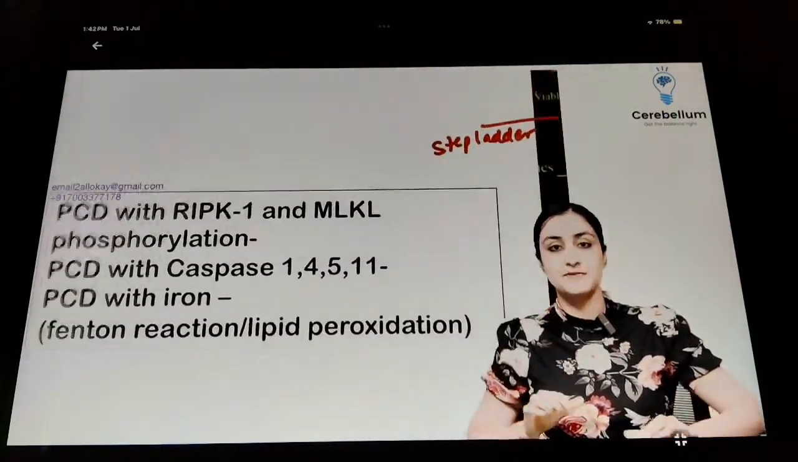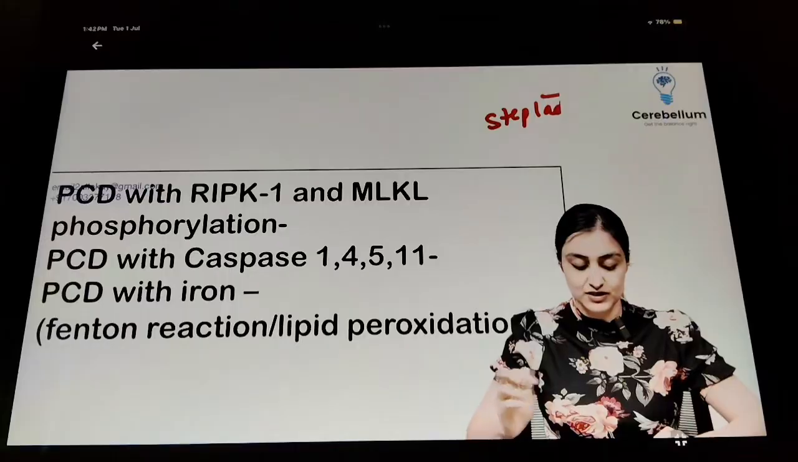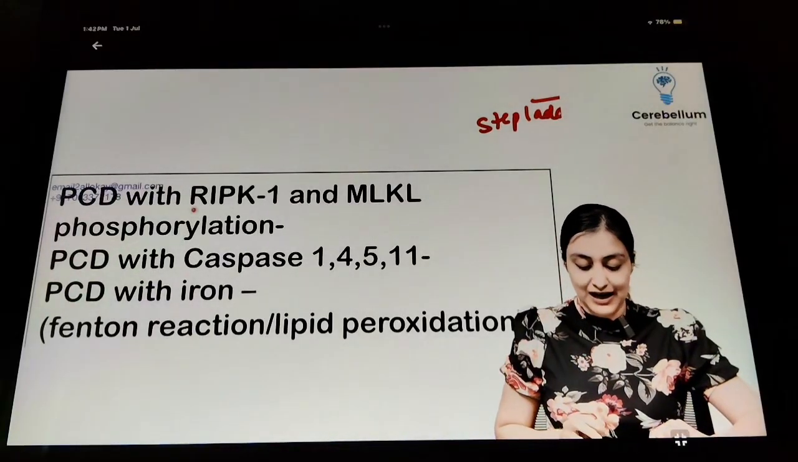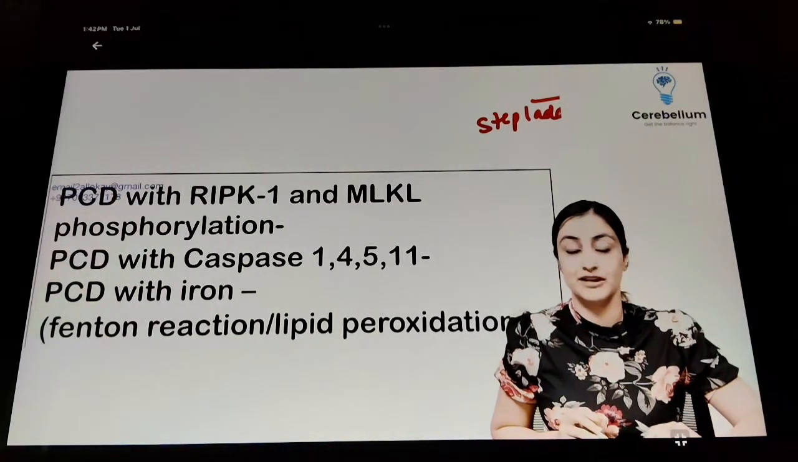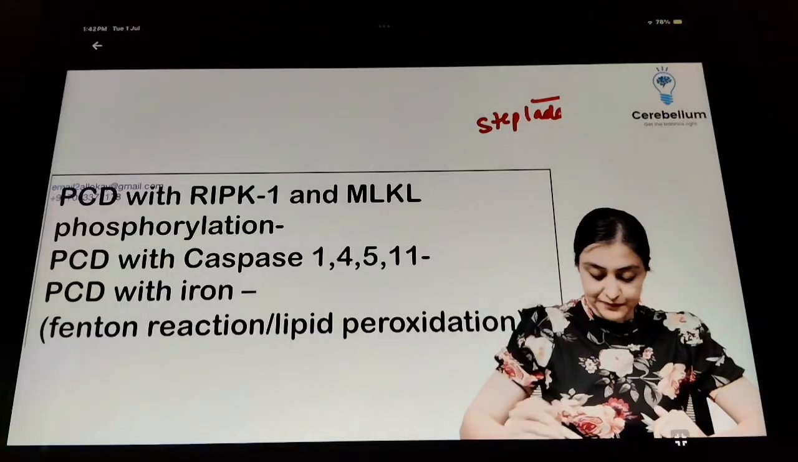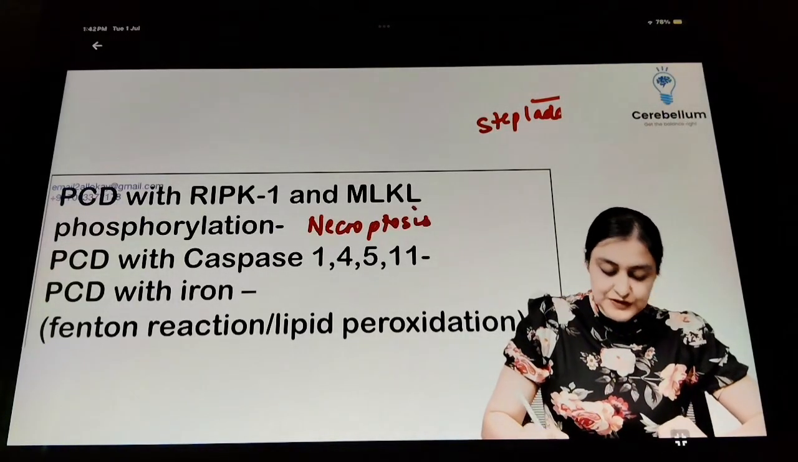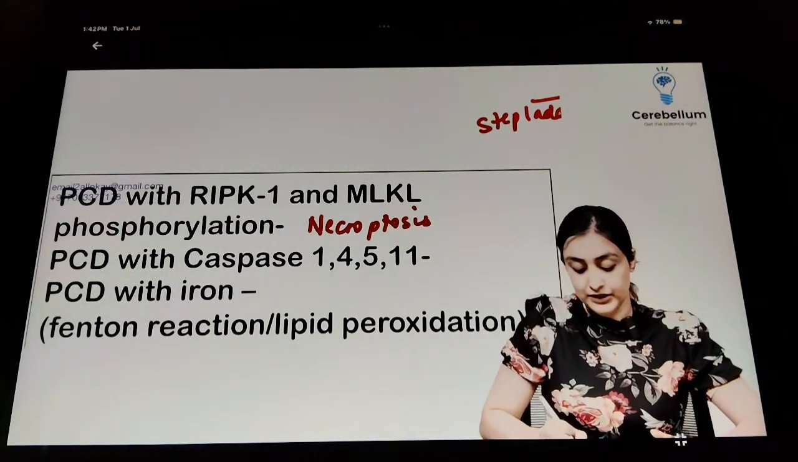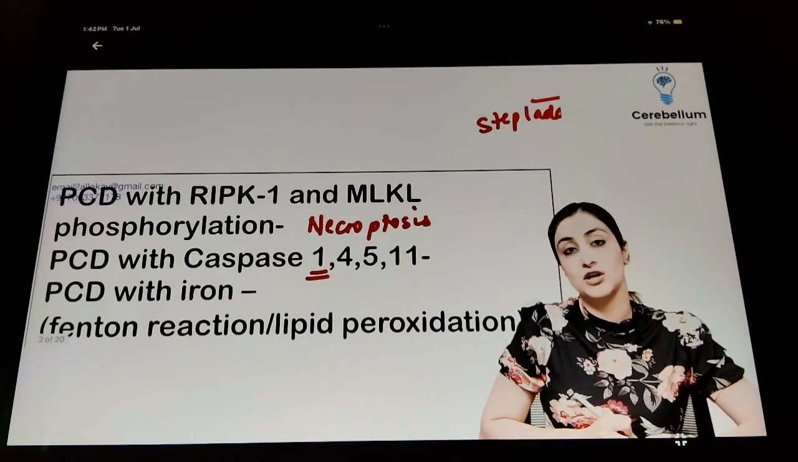Now, there are certain special types of updates here as far as the other necrosis are concerned. Whenever you are talking about RIPK1, MLKL phosphorylation, whenever you hear these big words, what are we talking about? Necroptosis. Okay, so this is necroptosis. Caspase 1, 4, 5, and 11. Caspase 1 you will remember as interleukin 1. What does interleukin 1 lead to?